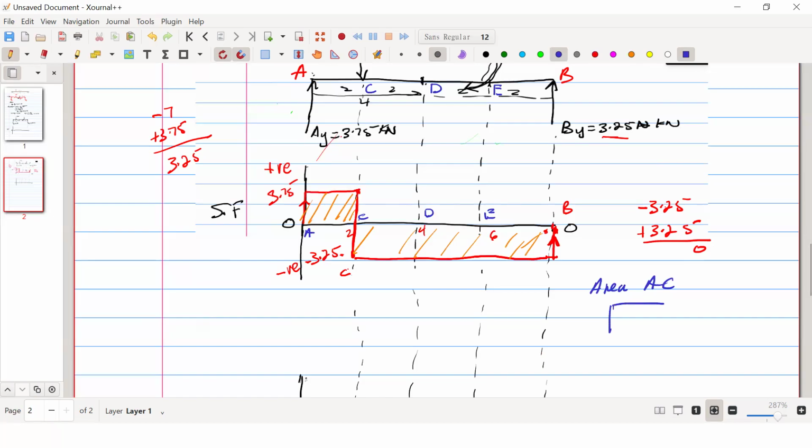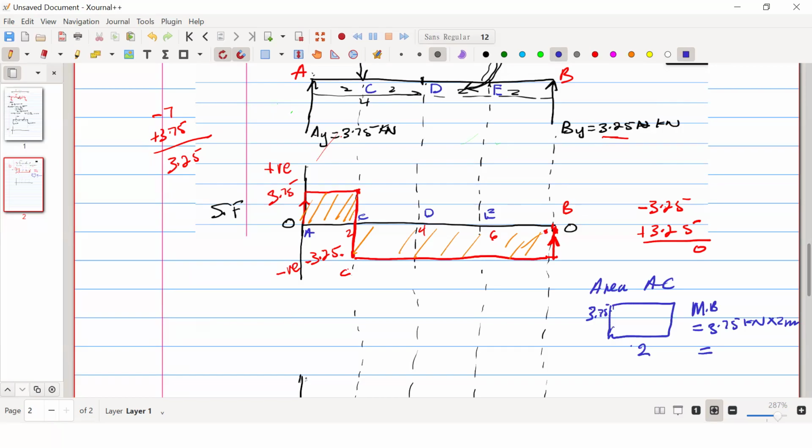For the first area, AC is a rectangle, not true? That's the area, and it's going to give a positive bending moment because the height is positive 3.75. The length of it is 2. So you have a force times a distance, and that gives you the moment. The bending moment is equal to positive 3.75 kilonewtons times 2 meters. What value do we get? 3.75 times 2 is 7.5?